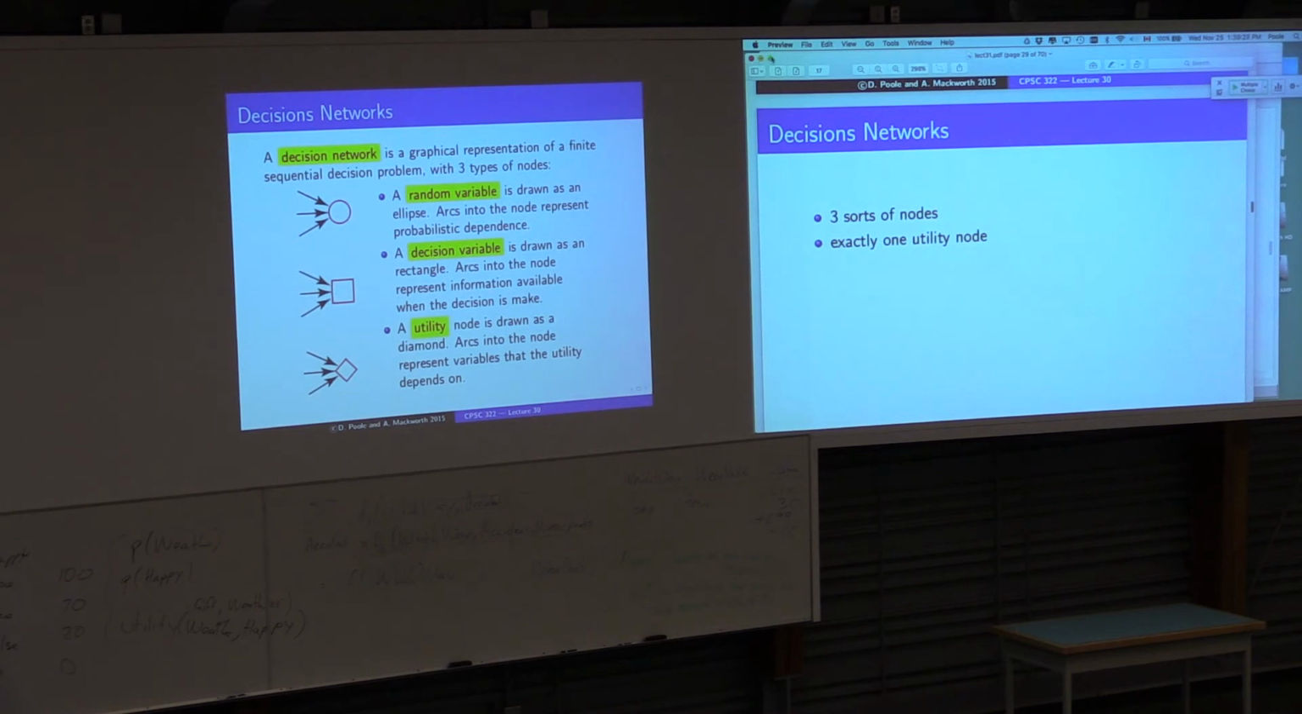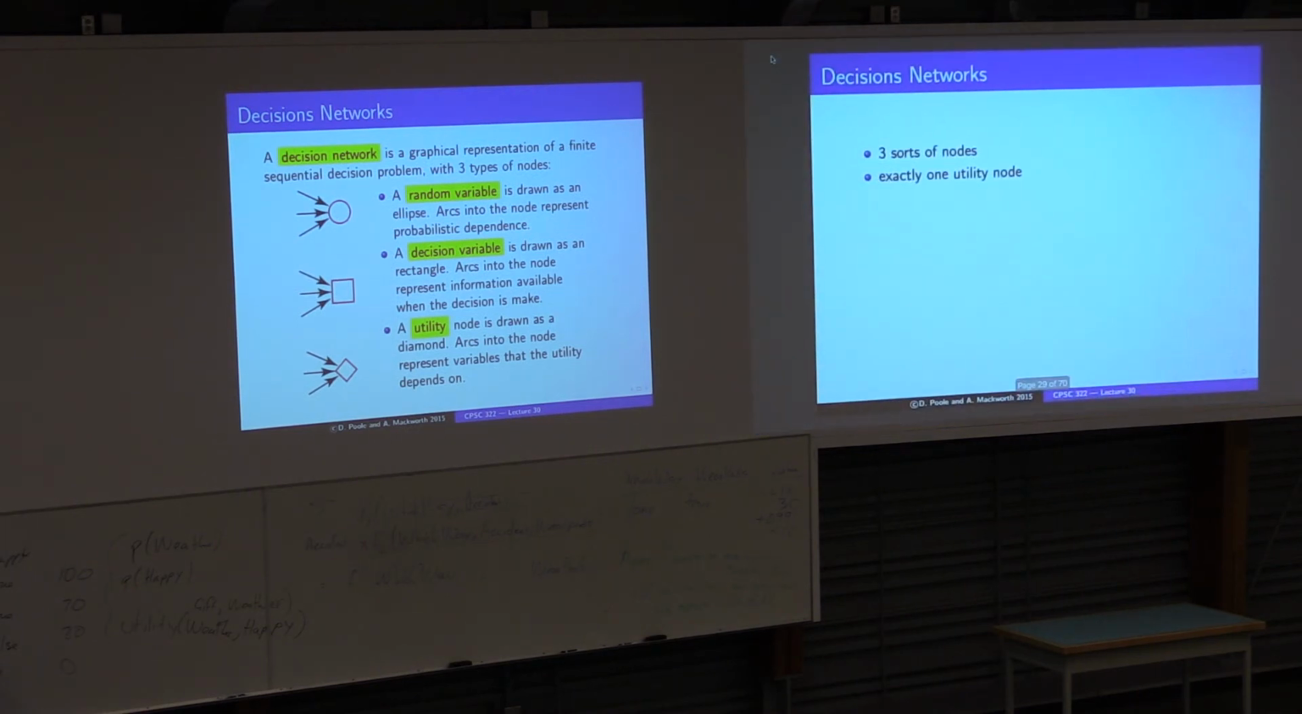So in summary, there are three sorts of nodes: the random, the decision, and the utility. There's exactly one utility node. The random variables and decision nodes have ranges associated with them, and there's no variable corresponding to the utility node. There's no utility random variable. There are only variables for random and decision variables.